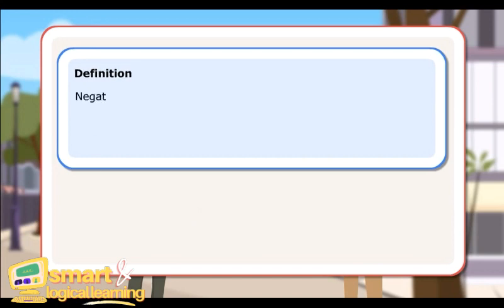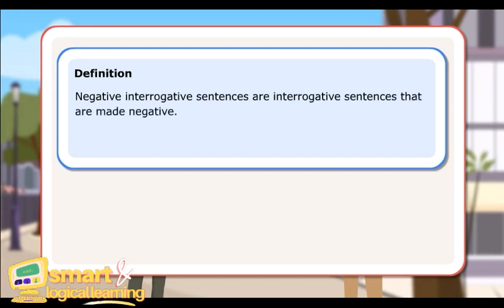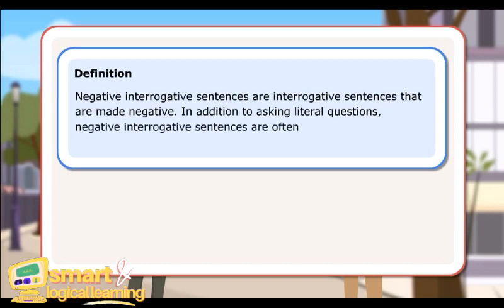Definition. Negative interrogative sentences are interrogative sentences that are made negative. In addition to asking literal questions, negative interrogative sentences are often used to imply that the speaker is expecting a certain answer.